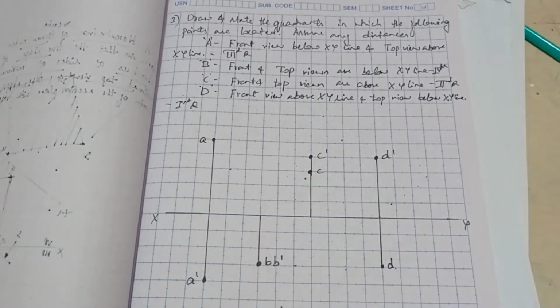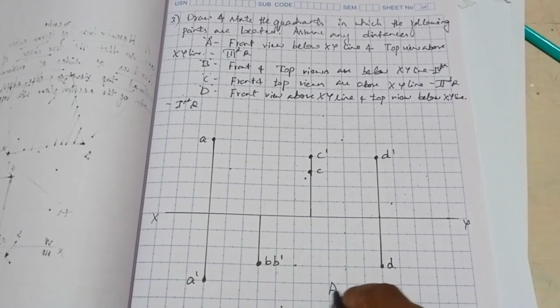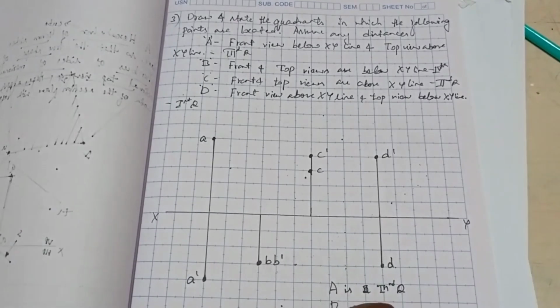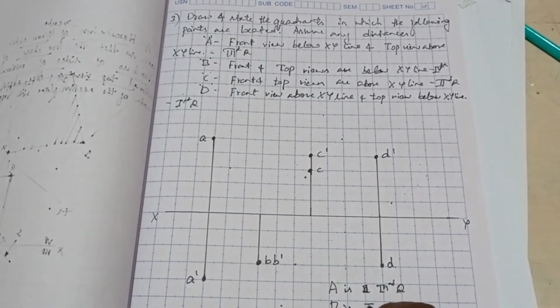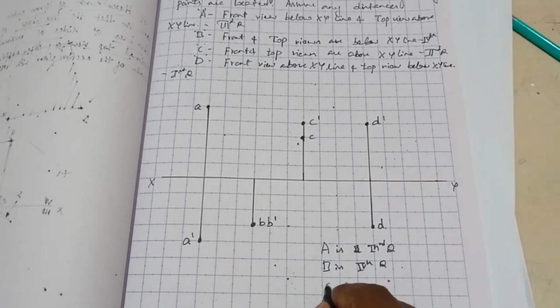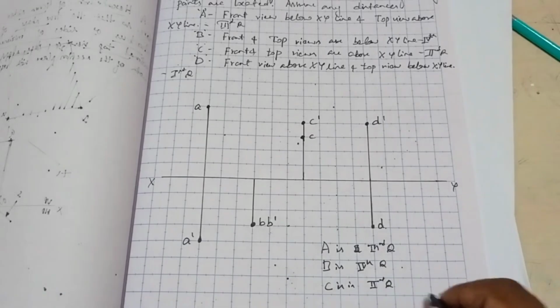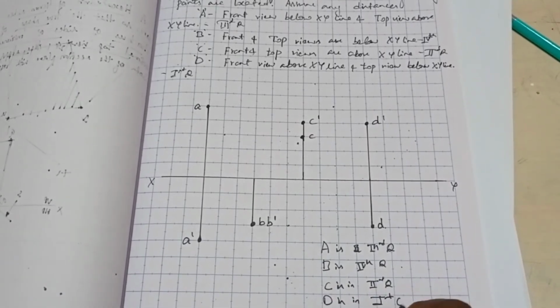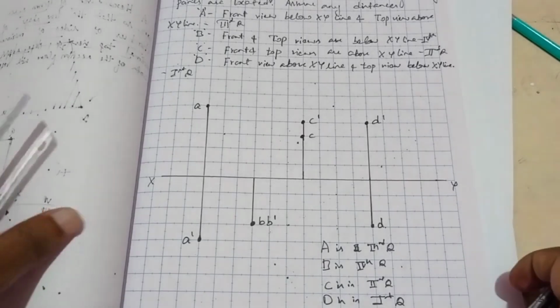Here we have assumed any of the distances. You can assume it. It is given in the question. So that completes the problem. You can mention here: A is in third quadrant, and B is in fourth quadrant. Similarly, C is in second quadrant and D is in first quadrant. So that completes the problem.